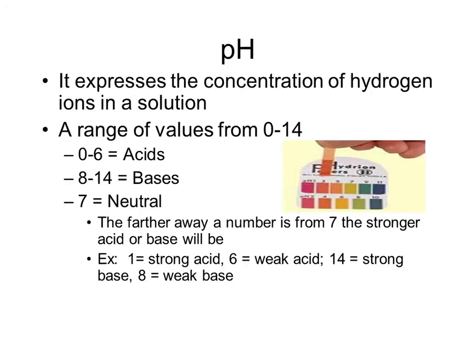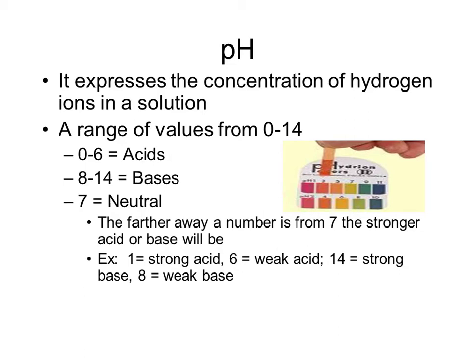So pH is actually an abbreviation for percent hydrogen. It expresses the concentration of hydrogen ions in a solution. I've had students ask me in the past, why is the H capitalized? Remember, hydrogen's symbol is H, and we always have a capital letter to represent that. So now you have that explanation.